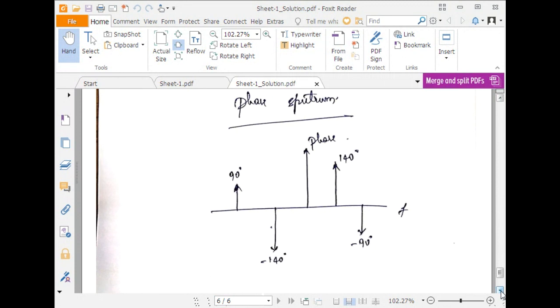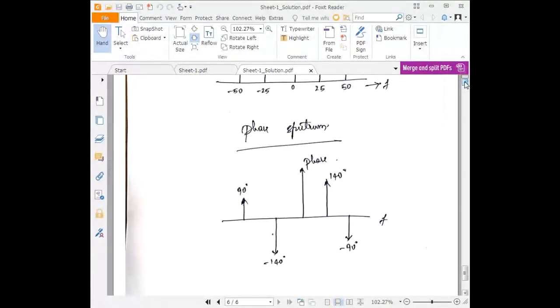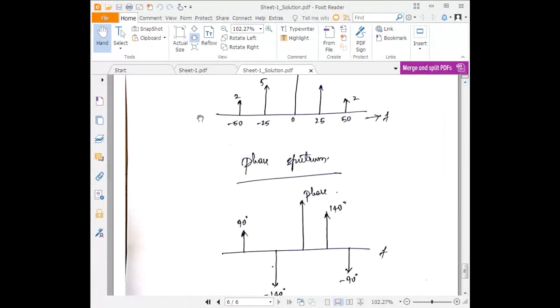Should we write the frequency here in the phase spectrum or not? Yeah, you can write. I will show you this. I wrote here, so I did not write here. 0, 0, 25, 25, 50, 50, minus 25, minus 25, minus 50, minus 50. Is it clear now? Okay. Clear, sir.